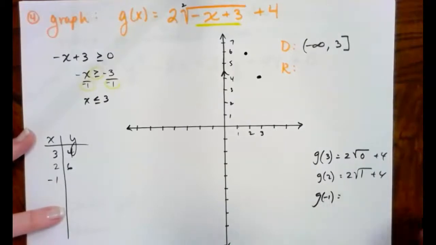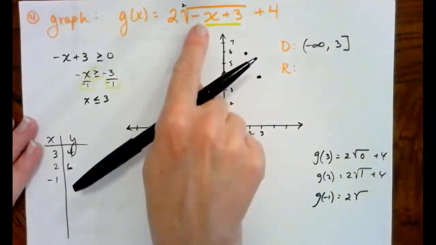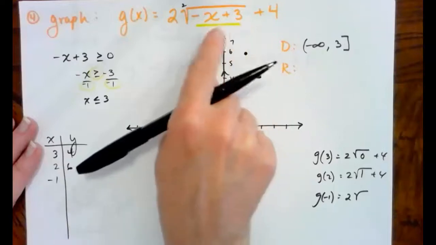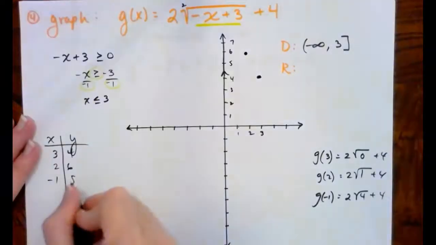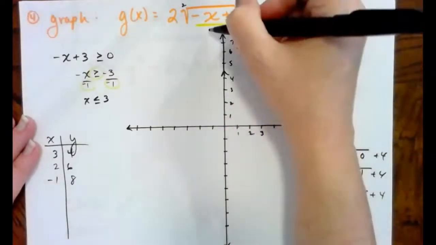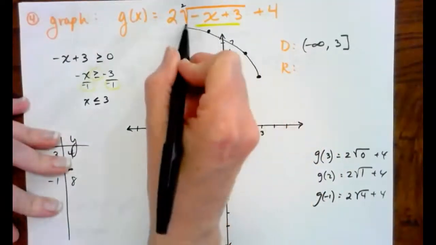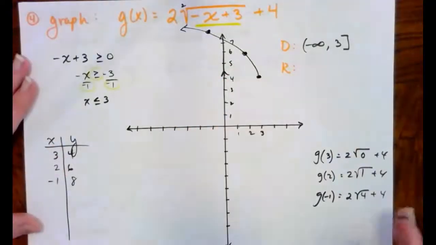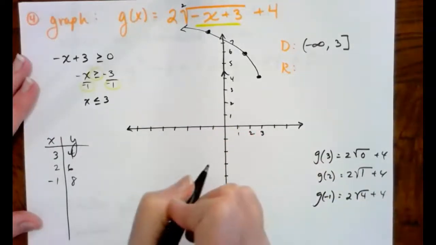G of negative 1. 2 times the opposite of negative 1 is 1. 1 plus 3 is 4. The square root of 4 is 2. 2 times 2 is 4. 4 plus 4 is 8. So negative 1, 8. So basically, yes, here is what my graph looks like. Something like that. Obviously, I meant to draw in that direction and I blew it, but that's all right.